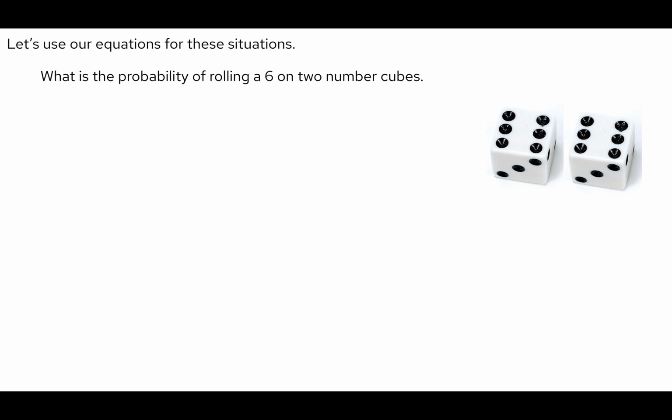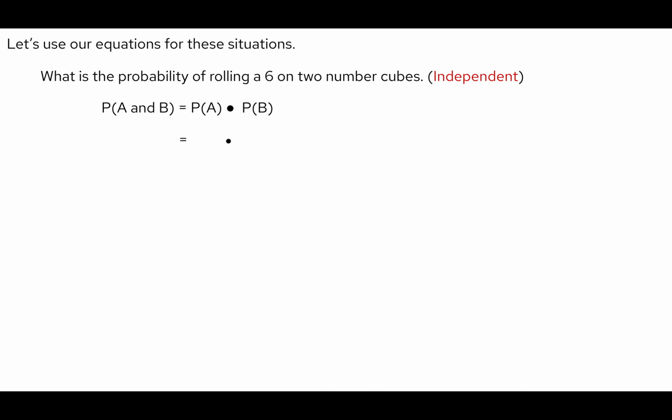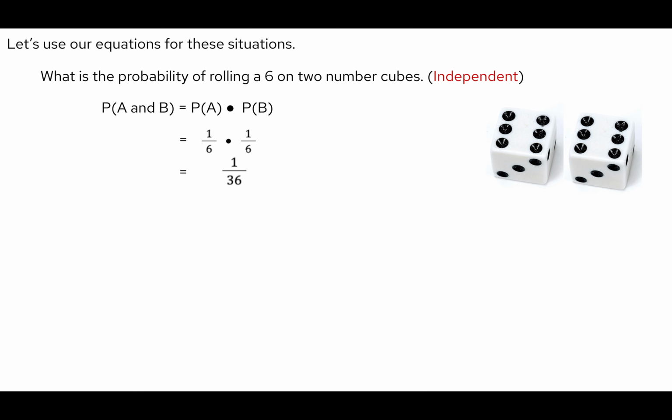So let's use our equations for these situations. What's the probability of rolling a 6 on 2 number cubes? Well, we know that's independent. One doesn't affect the other. So we're going to say the probability of A multiplied by the probability of B. So 1/6 multiplied by 1/6. So the probability is 1/36.